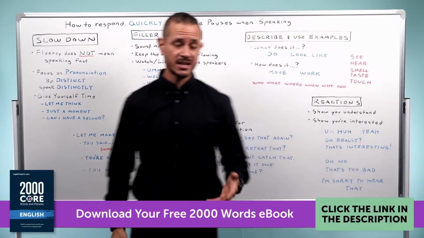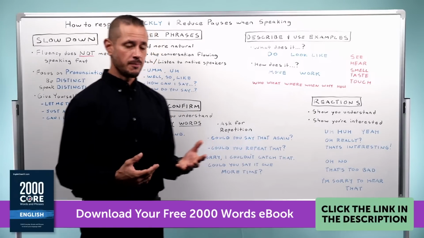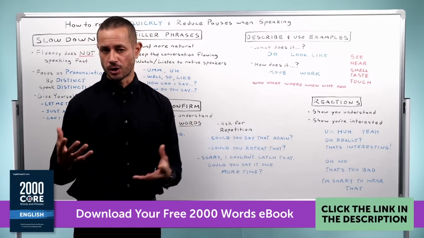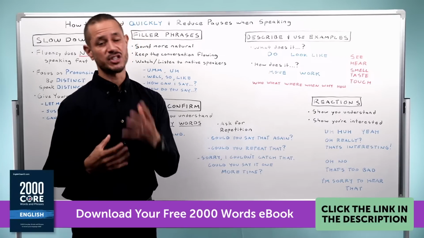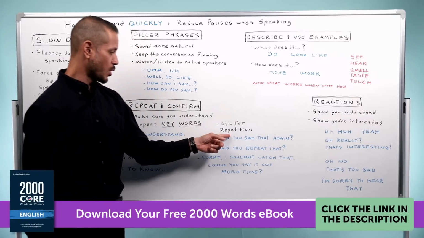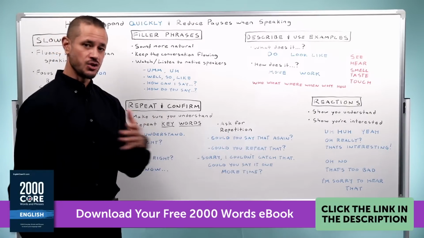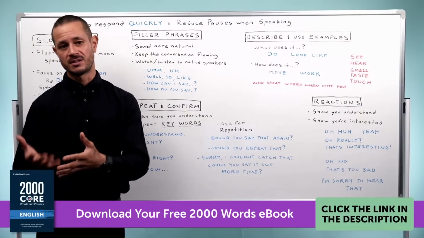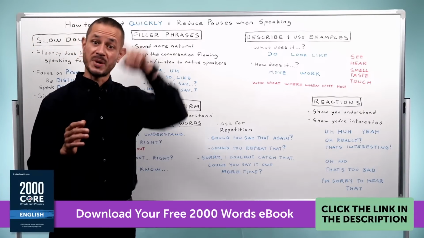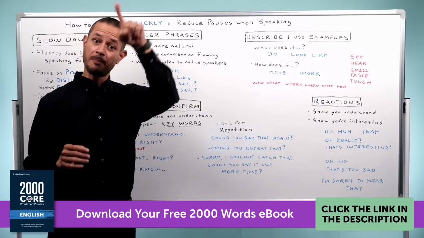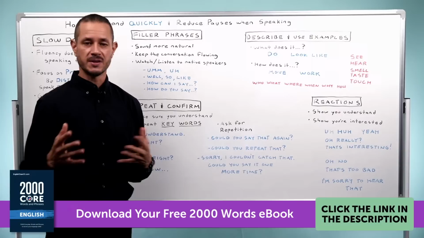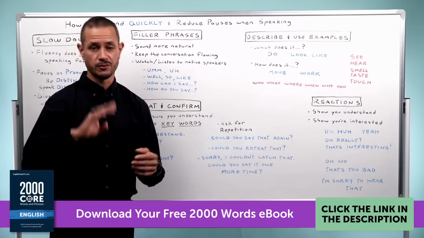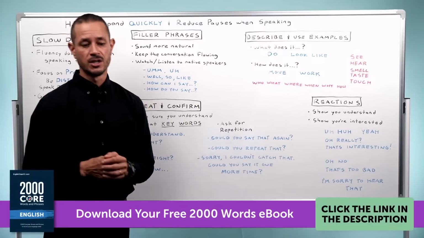Another way is to ask for repetition. So maybe you couldn't catch anything. You didn't hear what they said. They said a word that you've never heard before, or maybe they're just talking a little bit too fast. So you can ask for repetition. If that's a new word for you, repetition is the noun of the verb to repeat. So the pronunciation changes. Repeat, repetition. They both mean the same thing, to say something over again, to say it twice or 3 times or 4 times, however many times you need to understand.